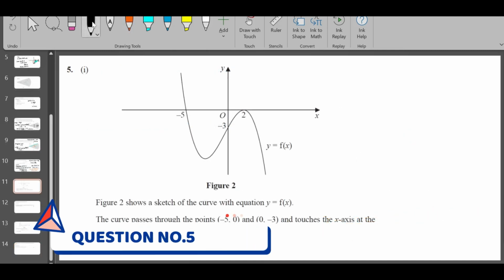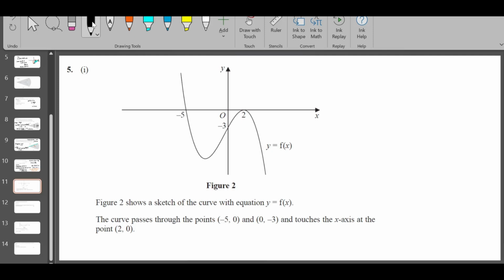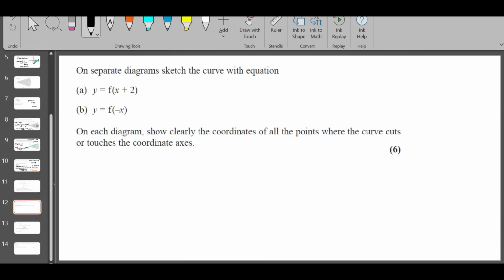Question number 5. We have a cubic function given. The curve C shows a sketch of the curve with the equation y is equal to f of x. The curve passes through these 3 points, minus 5, 0, 0, minus 3, 2, 0, and touches the x-axis at 2, 0. On separate diagrams, sketch these two graphs. On each diagram, show clearly the coordinates of the points where the curve cuts or touches the coordinate axis.